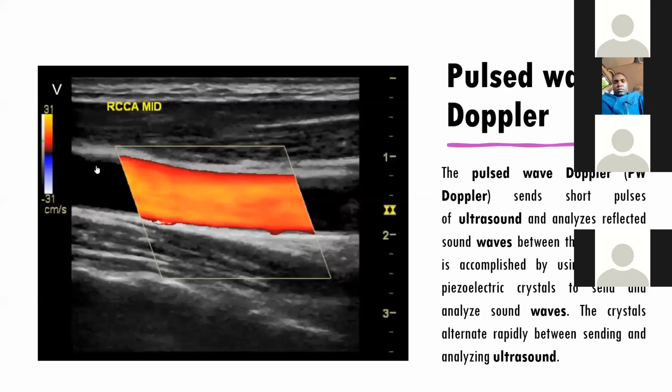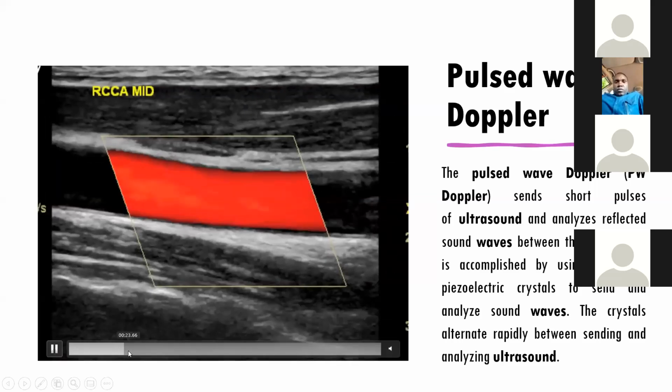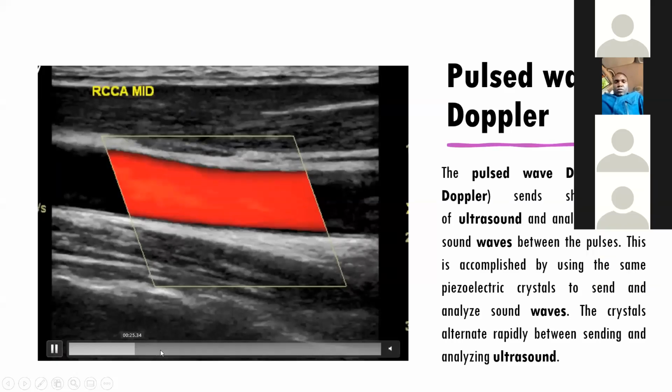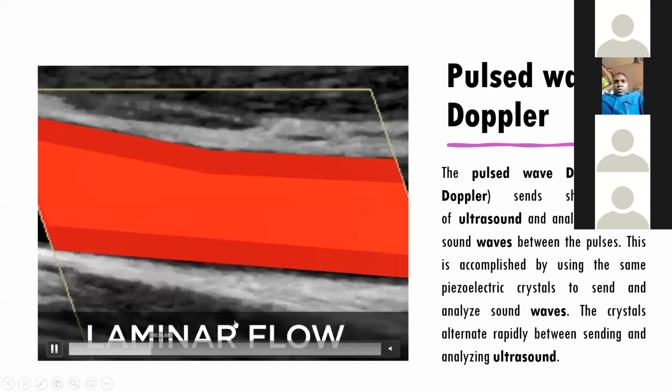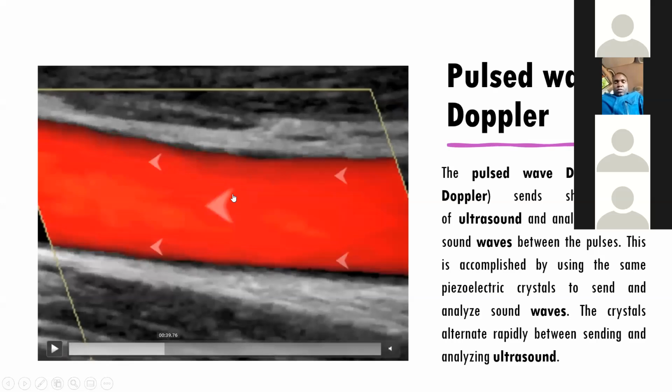And this is the pulsation of the artery. And this is the freeze image, so that you see here very nice flow. Now this is called laminar flow. You see here the big arrow in the center. That is, the flow is maximum in the center. Flow is reduced in the periphery, and this is called laminar flow.